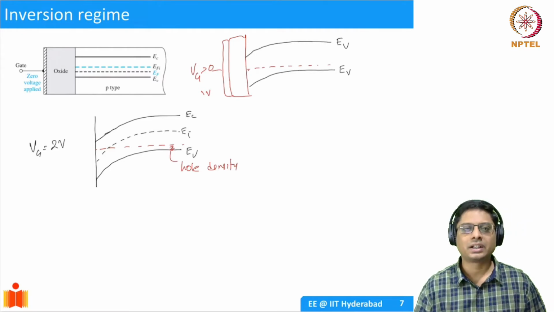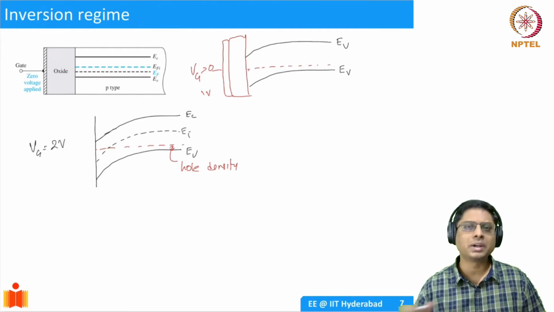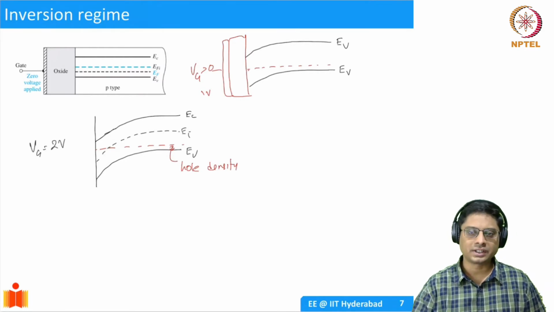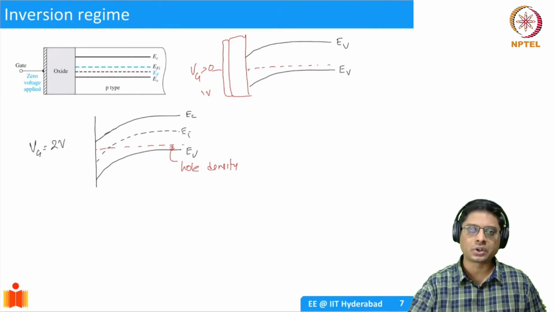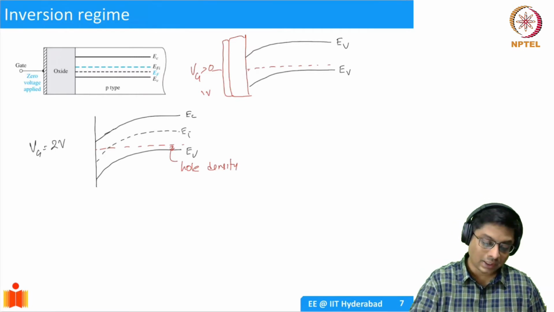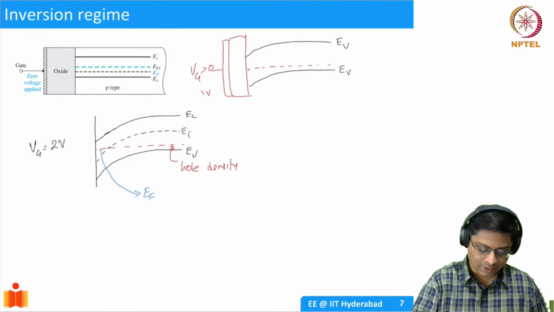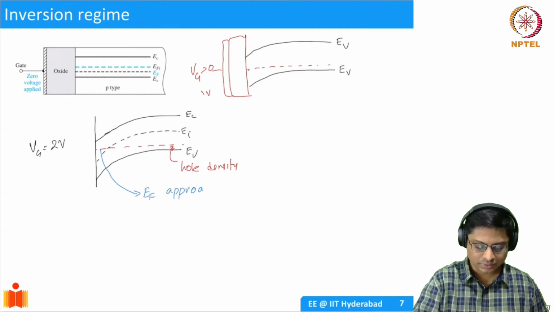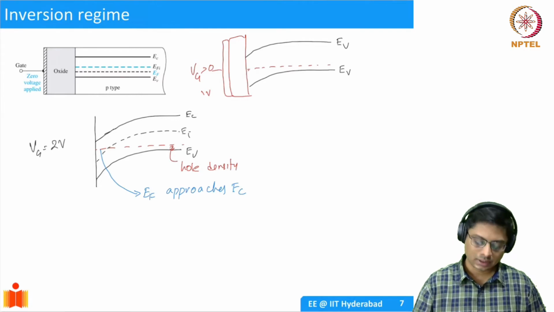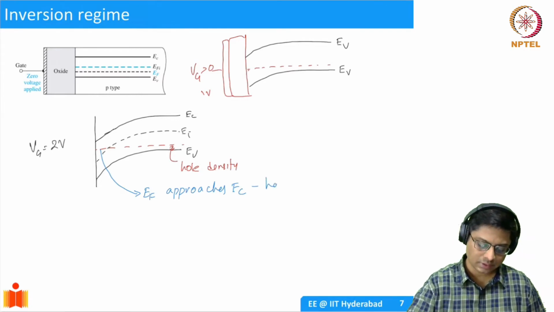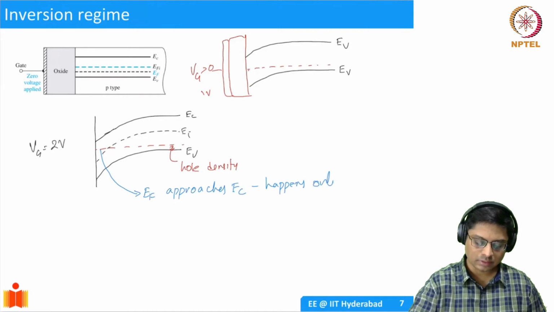By applying a larger amount of voltage, I keep increasing my positive voltage. Once I start increasing, the semiconductor starts depleting, and it will keep depleting, so the EF can actually cross EI and then go towards the EC, right? It happens only at the surface, remember. So here EF approaches EC, and this happens only at the surface.